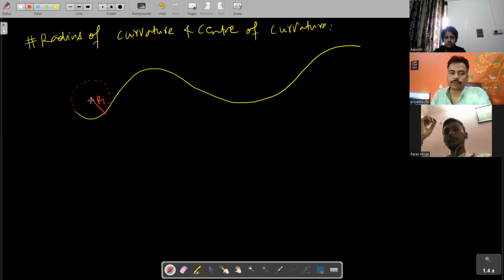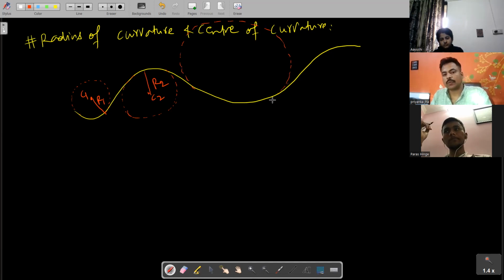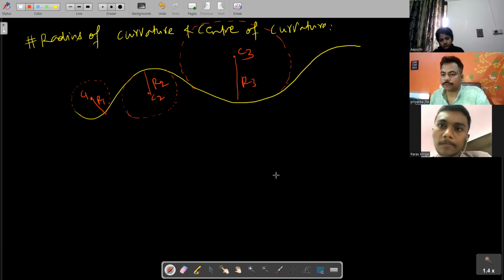And for this part, you can see this curved part can be a part of a different circle. So this is the center of curvature of this curved path, and this is the radius of curvature. And for this, you can see this curved path is a part of this circle. So this will be the center of curvature, and R3 will be the radius of curvature.